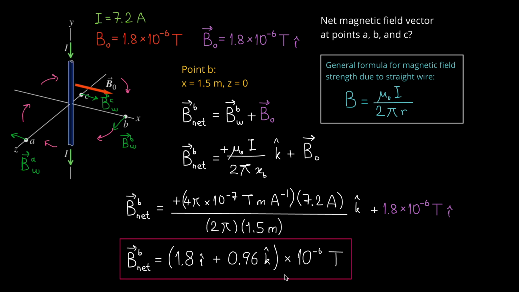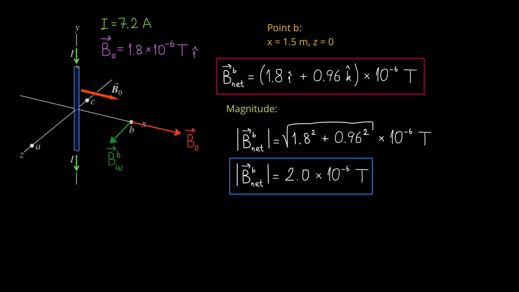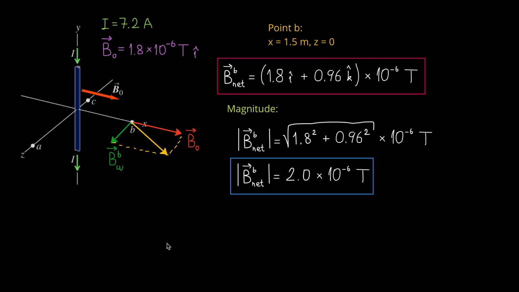Now let's find the magnitude and the direction angle of this magnetic field vector at point B. To find the magnitude of our vector, we square each component, add the two together, and take the square root. When we do that, we get 2.0 times 10 to the negative 6 Tesla. So that's the magnitude of the net magnetic field vector at point B. Now let's find the direction angle. Here I have drawn the two components of the magnetic field vector at point B. The z component, which is the magnetic field vector due to the wire, and the x component, that's the external magnetic field B0.